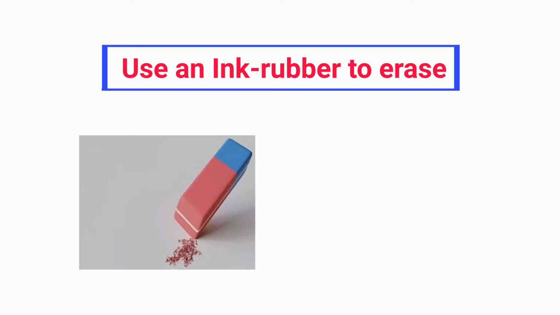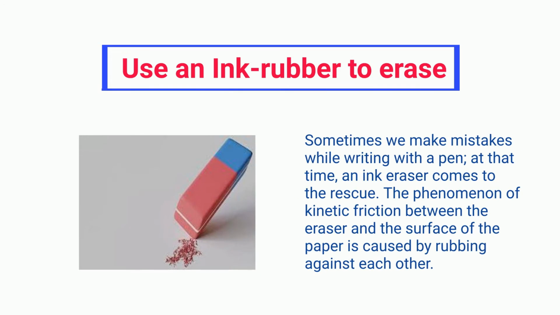Use an ink rubber to erase. Sometimes we make mistakes while writing with a pen. At that time, an ink eraser comes to the rescue. The phenomenon of kinetic friction between the eraser and the surface of the paper is caused by rubbing against each other.